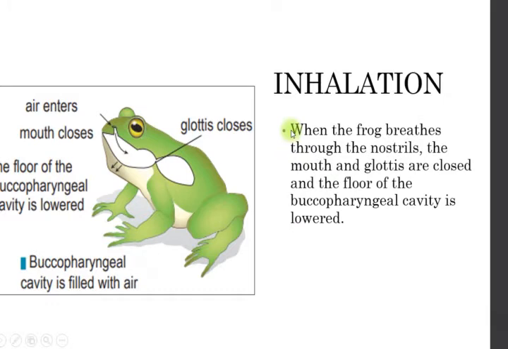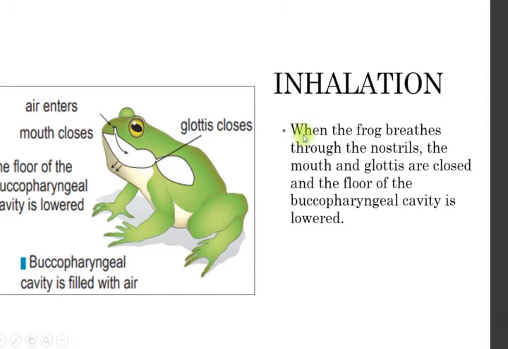we are going to discuss what happens during inhalation when the frog breathes through the nostril. Nostril, this is the nostril, the lubang hidung. This is referred to as the glottis and this is the buccopharyngeal cavity. And this one is the lung.